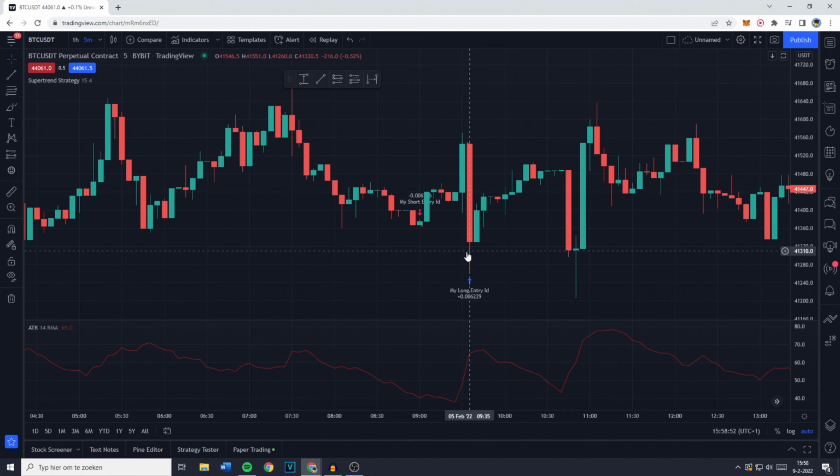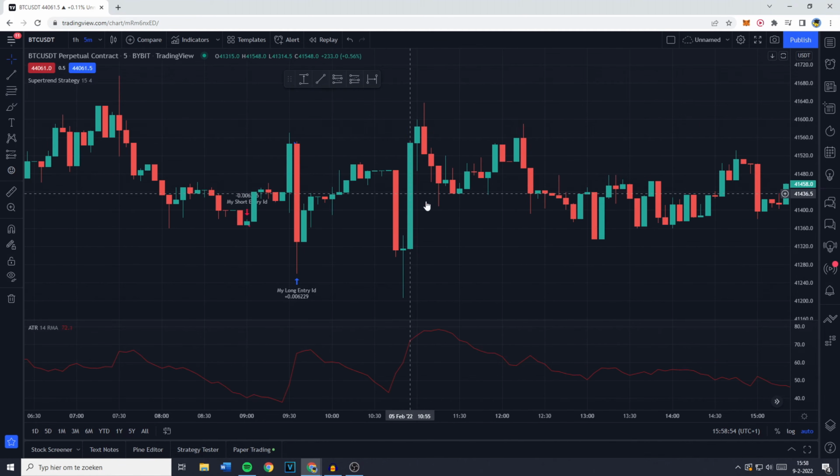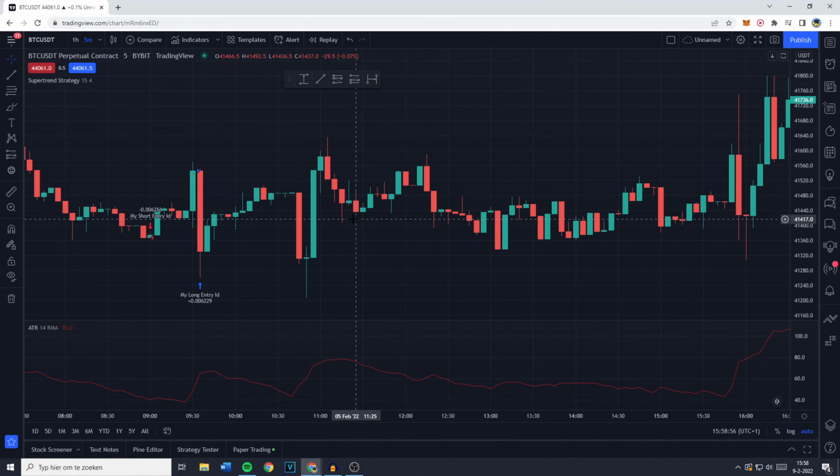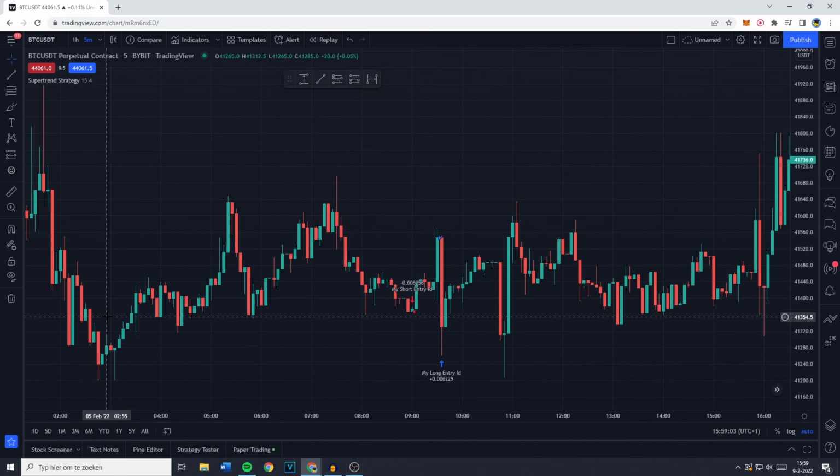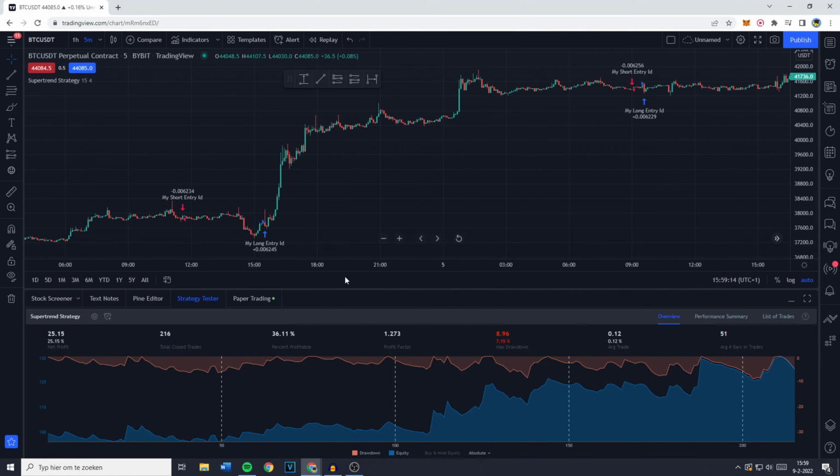However, if you do want to trade, there will be times when this is profitable, but it's really only working for trading on the higher time frames. So please be aware of that. So I will delete the ATR, and now I will open up the strategy tester again.